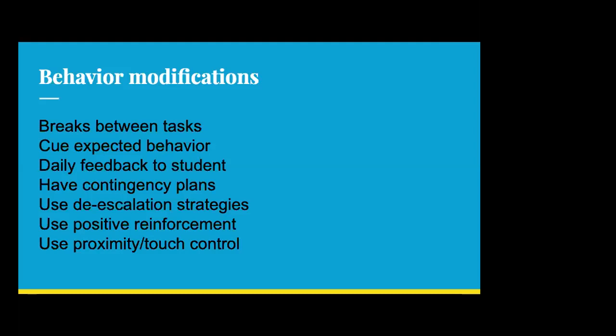So have a contingency plan for that student. If this happens, what are we gonna do? Use a de-escalation strategy. If we know this kid can escalate pretty quickly, what are some things that help him to de-escalate, and have those on hand ready to put into place. Use positive reinforcement, and then use proximity or touch or control.